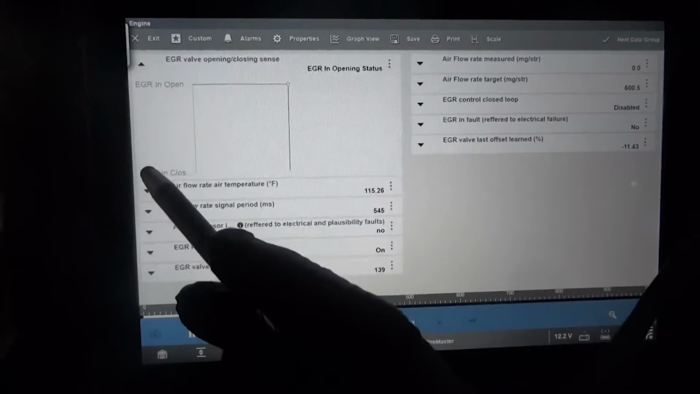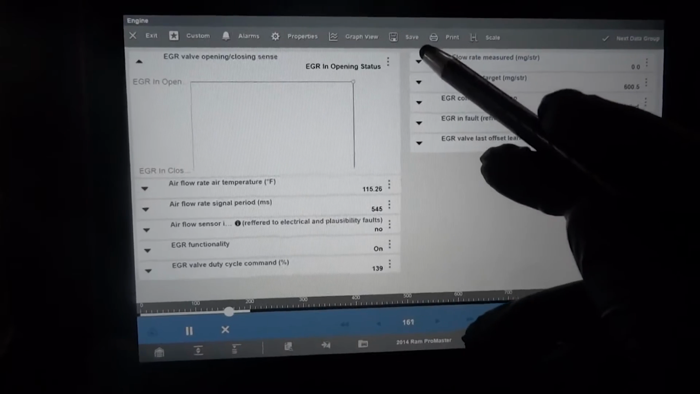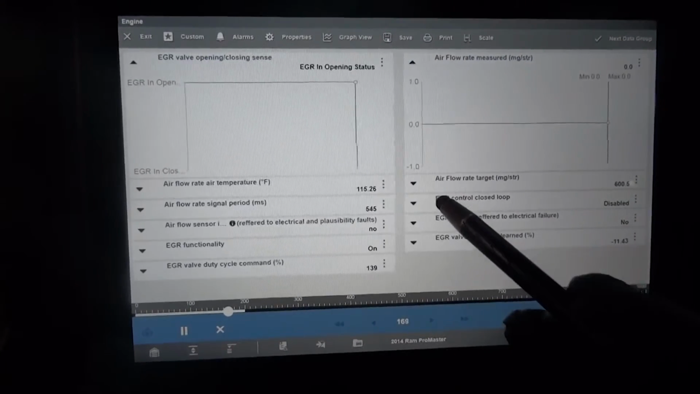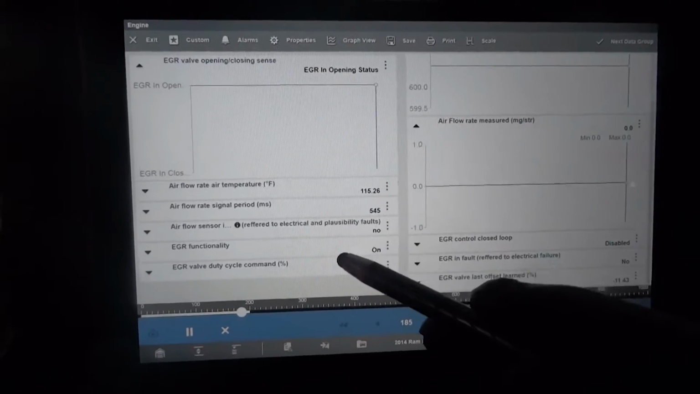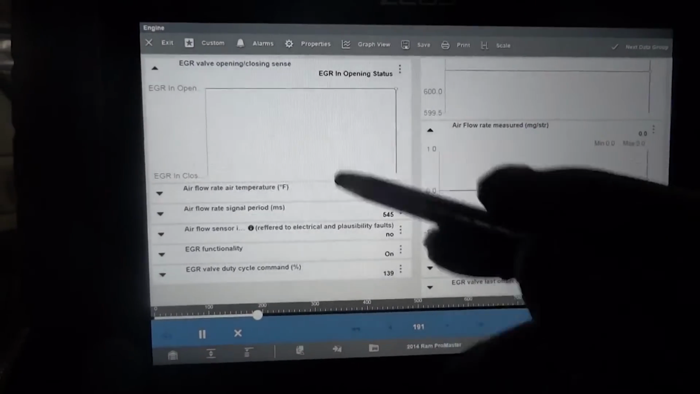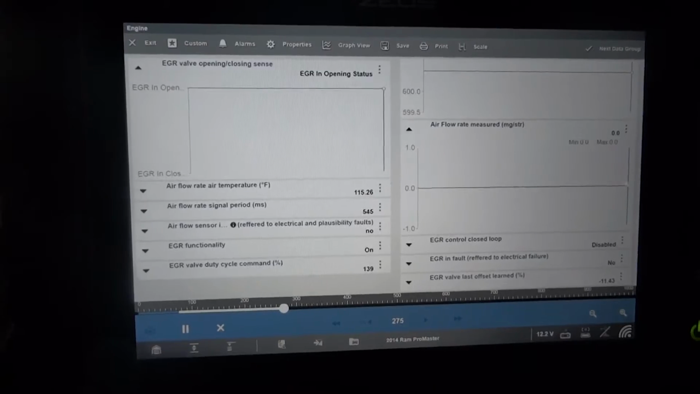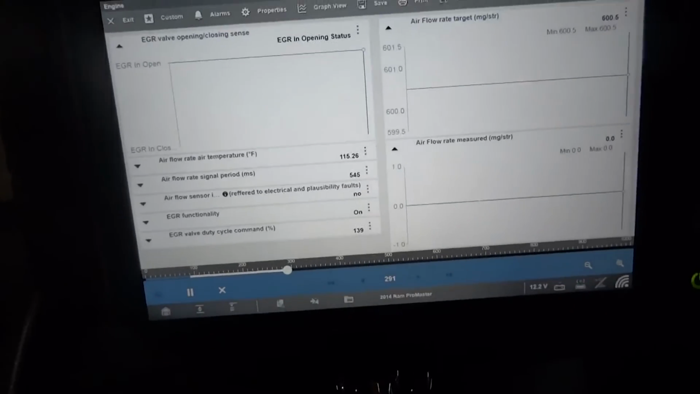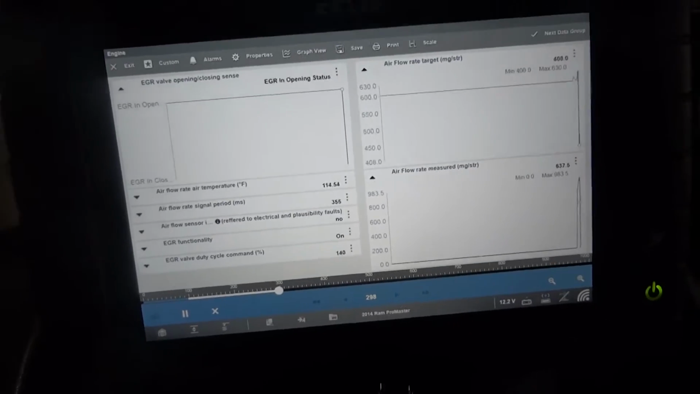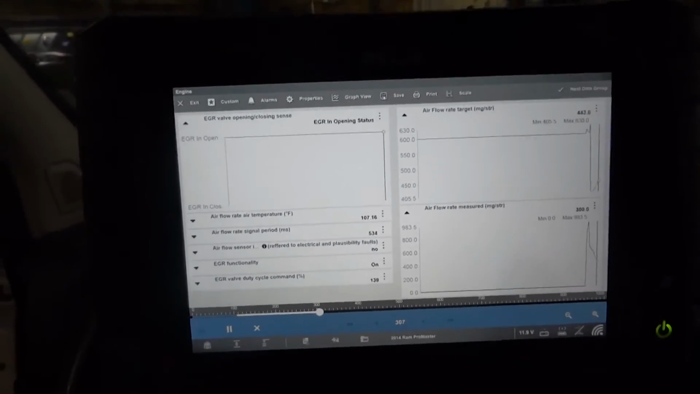I'm going to graph this: airflow measured, and then airflow target. Okay. I believe these are the only PIDs that I need to diagnose this. So now I'm going to start the engine. Let's take this for a test drive and see what happens.